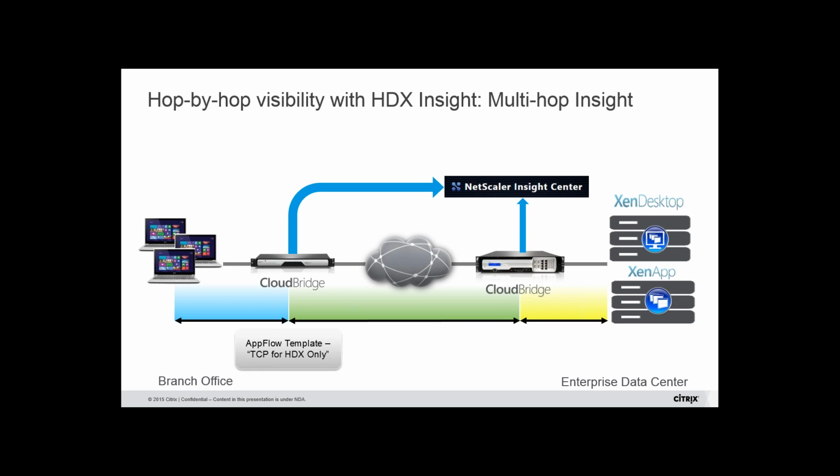First hop is something between the client and the CloudBridge. Second hop is the WAN itself, which is between the two CloudBridge appliances. And third hop is the data center side LAN. Now, to configure this multi-hop HDX Insight, you have to make sure you enable the right set of AppFlow templates on each of these appliances. So this will be provided in the documentation. Also, we have mentioned it here on the slide. Please make sure you enable the right set of AppFlow templates.